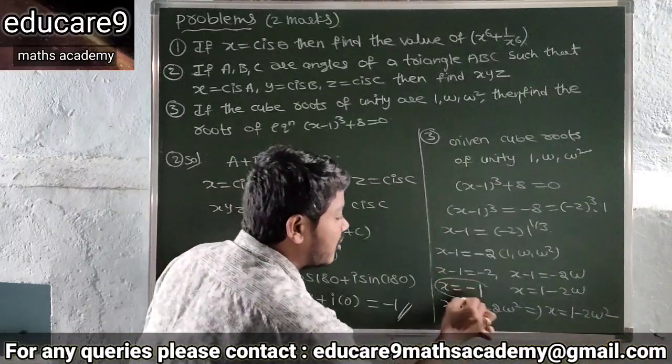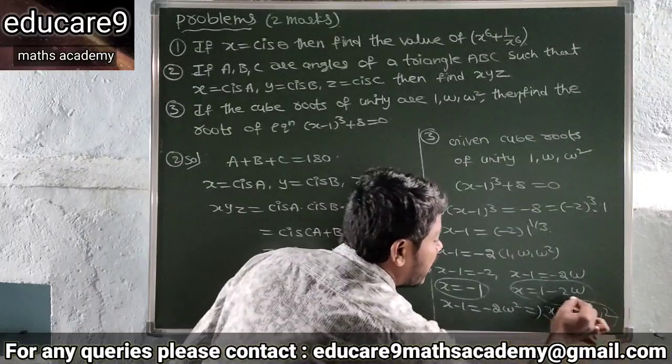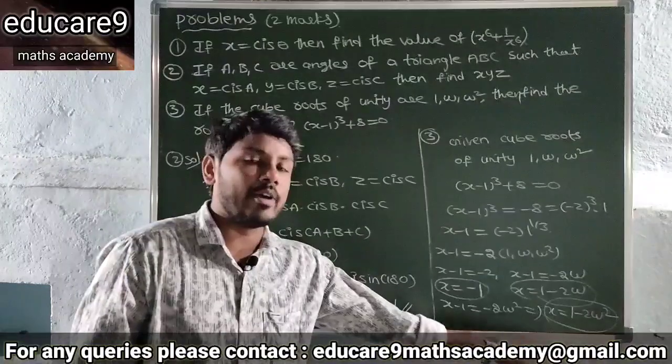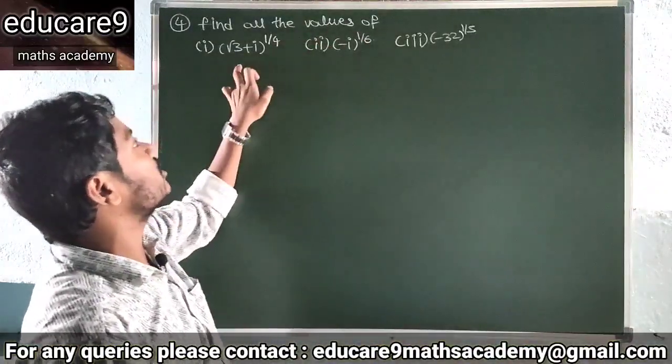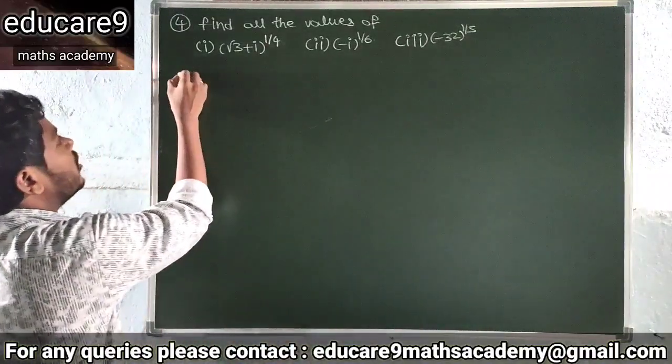Therefore clearly roots are what? Minus 1, 1 minus 2 omega, 1 minus 2 omega square. So these are the required roots. So see question number 4. Find all the values of these. So see the first solution.